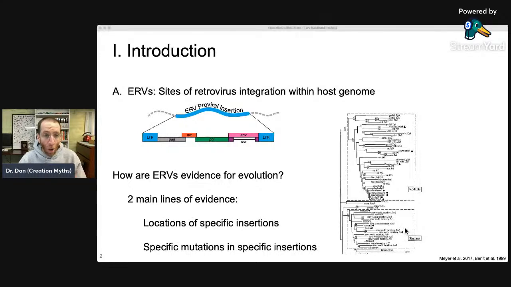So if you can show that there's common ancestry of viral insertions that go across the lines that supposedly separate the created kinds, then what you've done is you've invalidated separate creation, and you're providing very strong evidence for common ancestry, right? So that's why ERVs matter, and that's why creationists need to deal with ERVs in some way, or I should say young Earth creationists need an answer to ERVs.